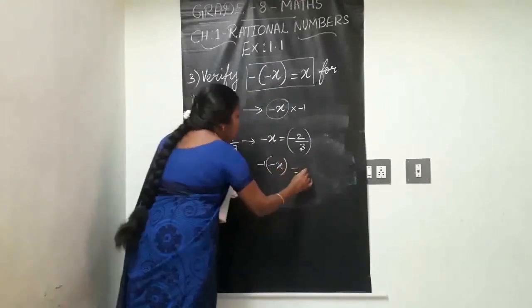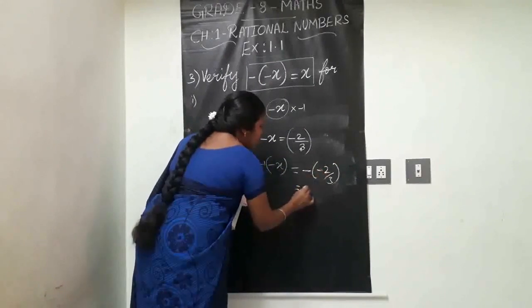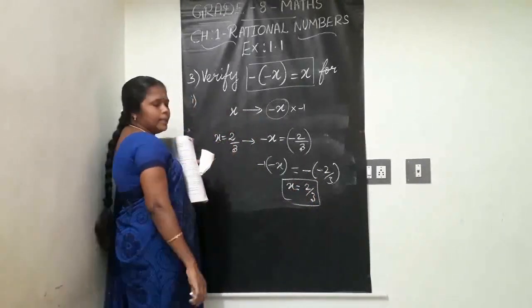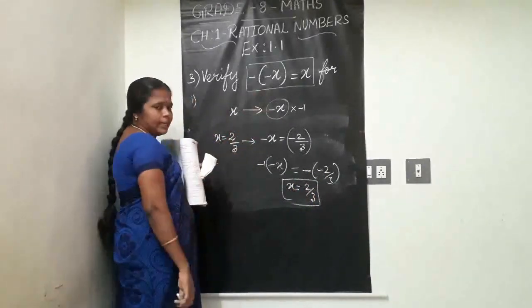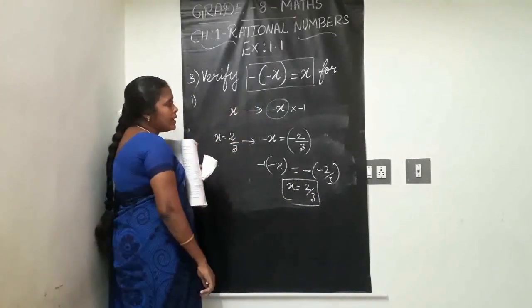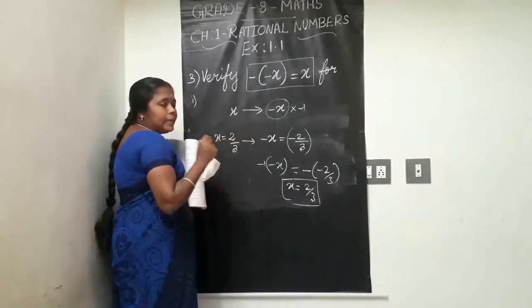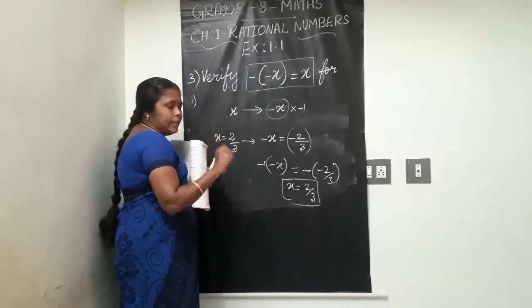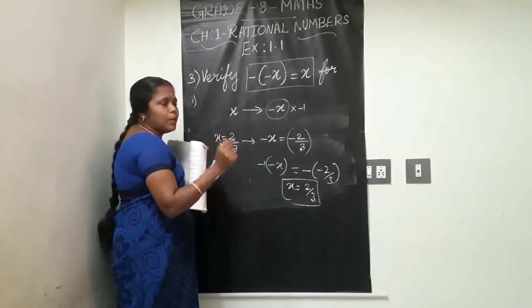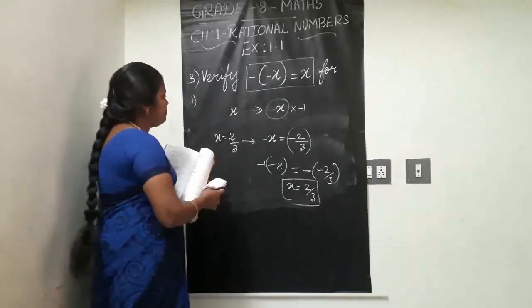Clear? So, minus of minus 2 by 3, that means what comes? Minus into minus plus, no? Plus 2 by 3, that is nothing but x. Automatically we are getting the original number what we have taken. Clear? So, about this only we are going to see now. Clearly want to tell means, for getting additive inverse of any rational number, what we have to do? You have to multiply that number by minus 1. This is the matter here. Clear?